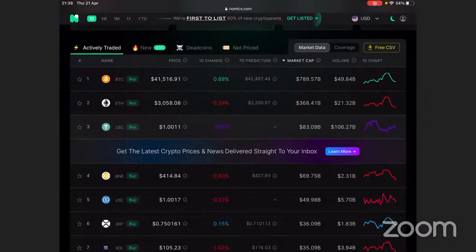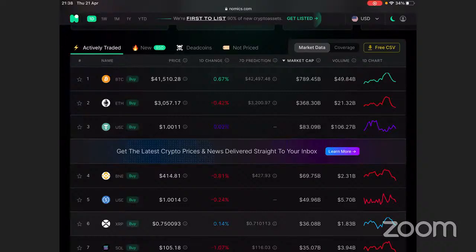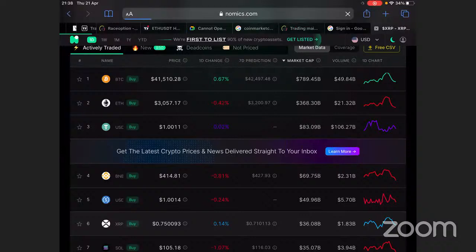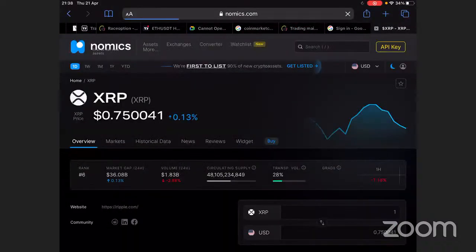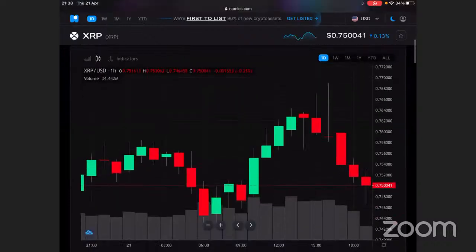Let's do a practical here. Let's choose, for example, XRP. I know XRP has been very popular the past days. People have been making money with XRP. You just click on the coin XRP, or any coin that you want to analyze. My app is still loading. Now we're on XRP, and then we scroll down.